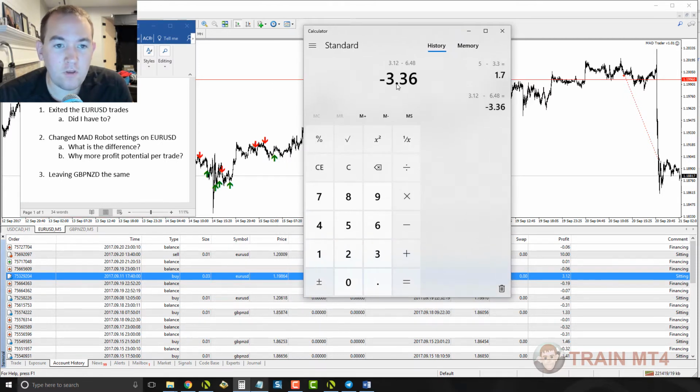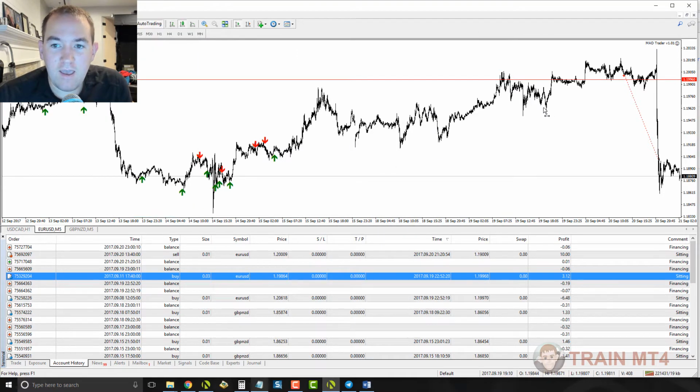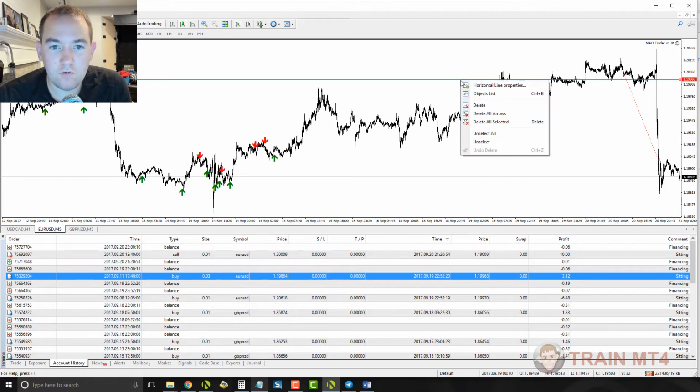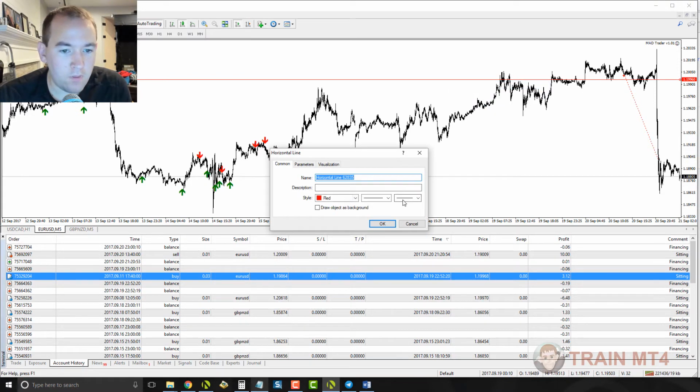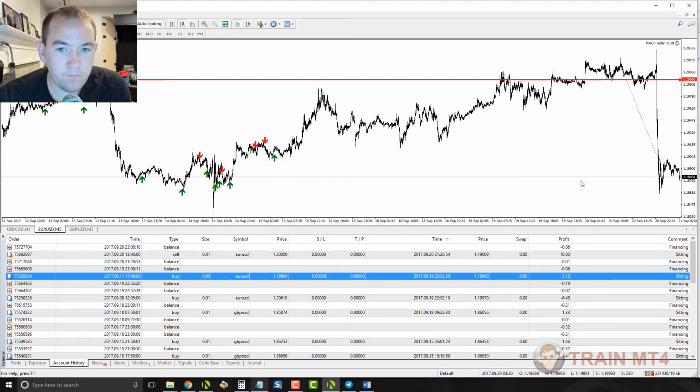But I closed out of the trades early because I was tired of being in those trades, and I closed out at a $3.36 loss. That sounds more accurate. Now, did I have to do that? The answer to that is no. No, I didn't. This red line here represents where I exited out of those trades. I'm going to make this a little bit thicker so we can see it a little better. There we go.